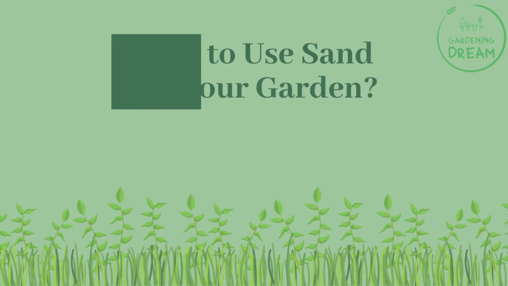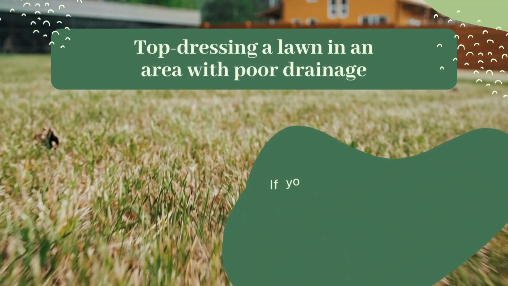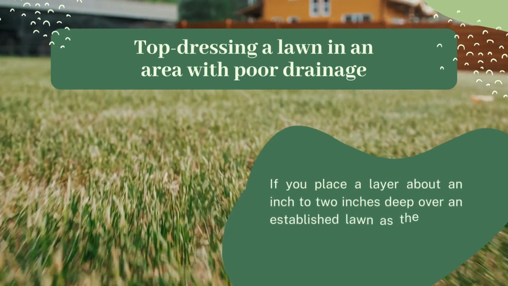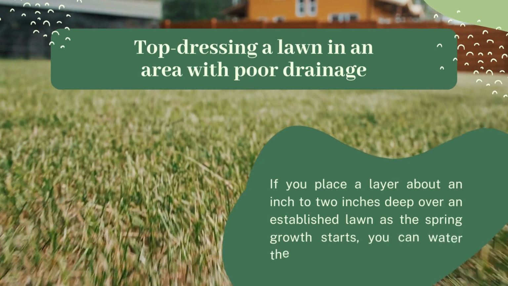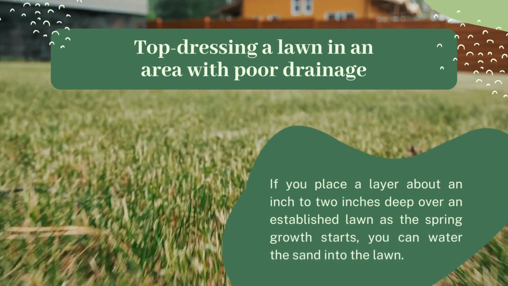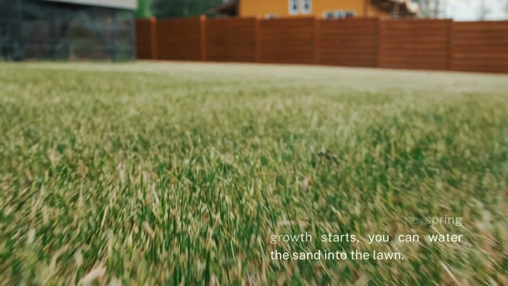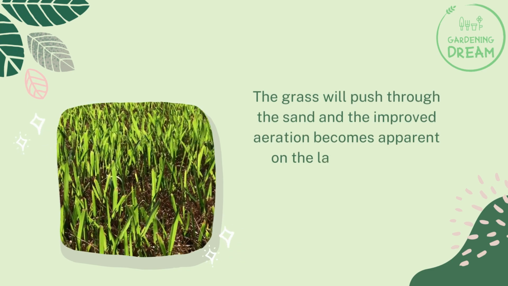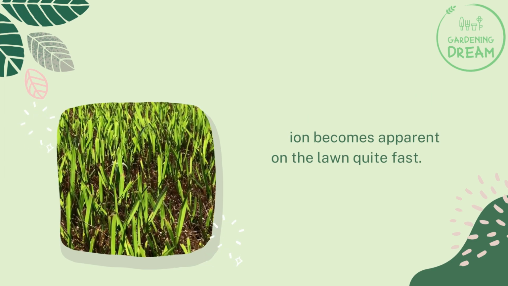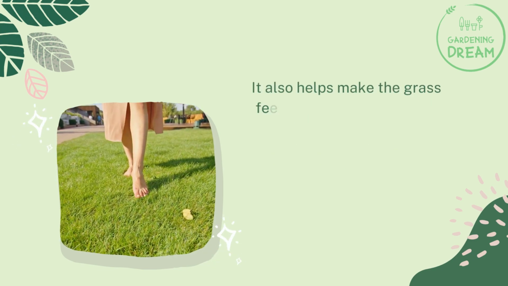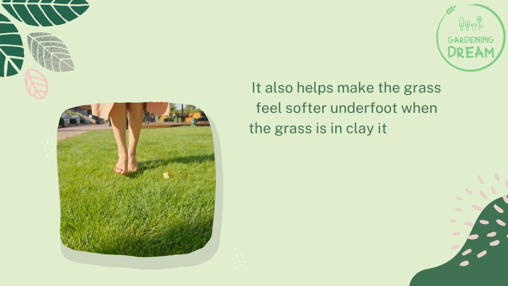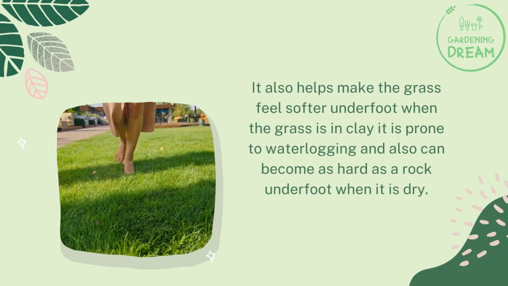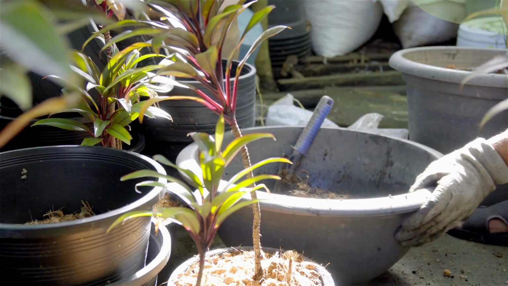How to use sand for your garden. Top dressing a lawn in an area with poor drainage. If you place a layer about 1 inch to 2 inches deep over an established lawn as the spring growth starts, you can water the sand into the lawn. The grass will push through the sand and the improved aeration becomes apparent on the lawn quite fast. It also helps make the grass feel softer underfoot. When the grass is in clay, it is prone to waterlogging and also can become as hard as a rock underfoot when it is dry.